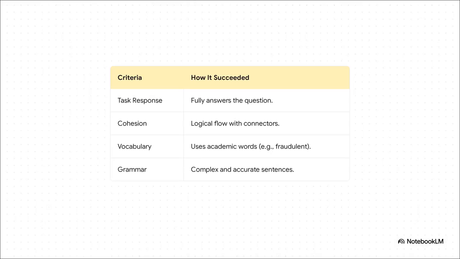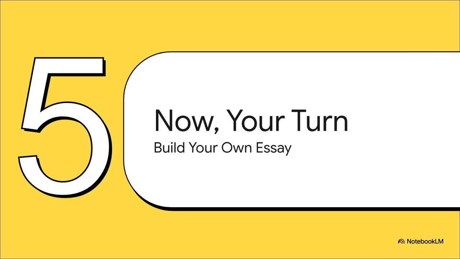So let's zoom out for a second. Why is this a Band 9 essay? Because it absolutely nails all 4 of the official criteria. For task response, it fully answers the question with a clear stance. For cohesion, it flows logically. For vocabulary, it's using impressive academic words. And for grammar, the sentences are complex and accurate. It's the total package.